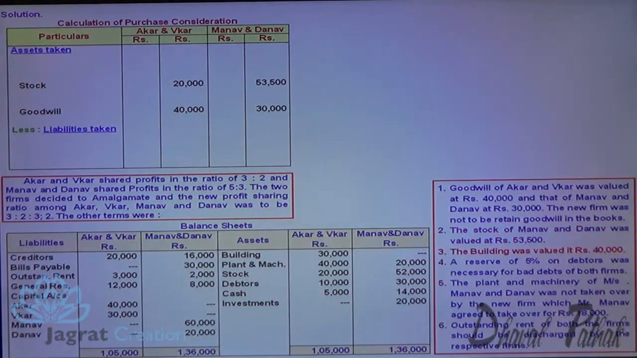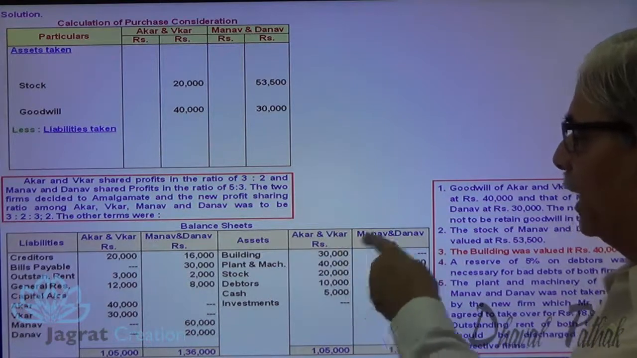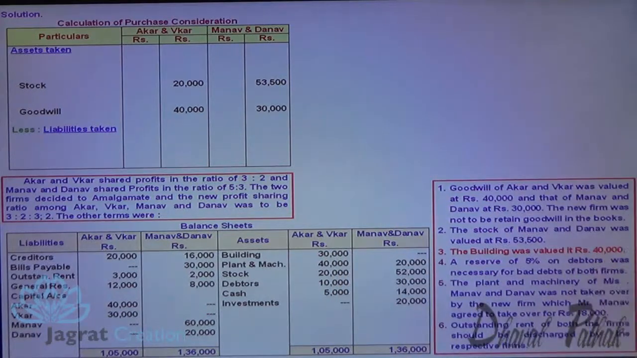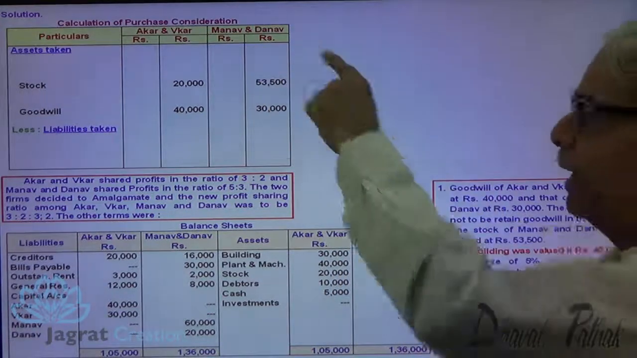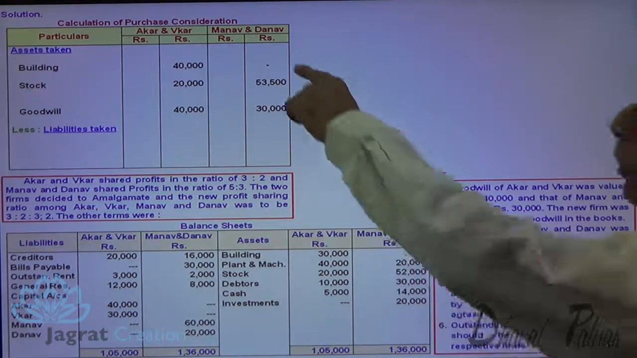Now, building was valued at 40,000. Now, who holds the building? Akar and Vakar have the building. Manav and Danav do not have any building. So this building, valued at 30,000, is purchased by the new firm at a price of 40,000. So building purchased at 45,000. Here, there is no building. Notice it.